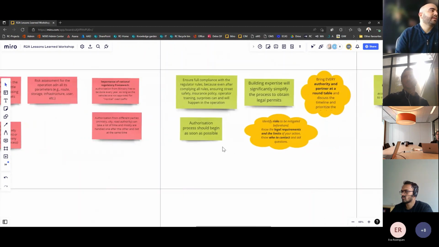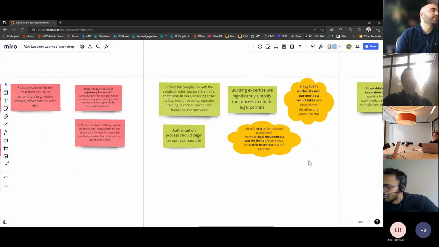Those were the challenges faced, and in relation to the success factors and key messages, we have, of course, to begin as soon as possible with the authorization. So as soon as the project is approved, or as soon as you know what you're going to be doing, make sure to have that as a priority.